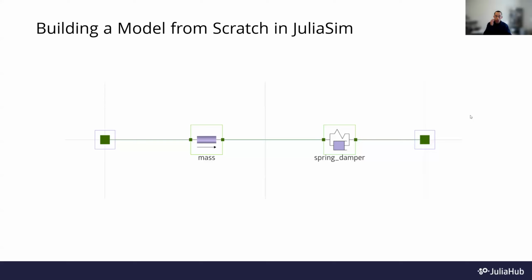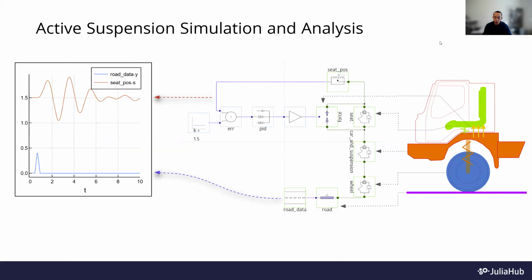Okay? So we're going to start off by building a model from scratch inside of JuliaSim. We'll start with a blank canvas here, and I'll show you how we can build up a mass spring damper so you get a feel of how the GUI works. After that, we'll get into our more complex model analysis, which is the active suspension system.